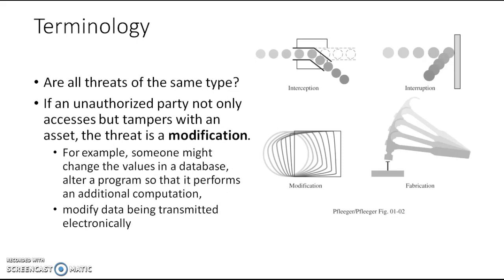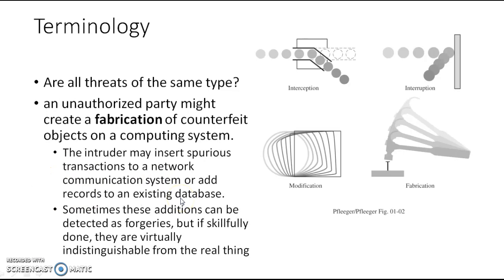The third one is modification. You can see the diagram over here as well. If an unauthorized party not only accesses but tampers with an asset, that is a modification. If you change something for something else, that is a kind of modification. Then fabrication: an unauthorized party might create a counterfeit object on a computing system. If you insert something into the original thing so that it looks real, virtually real. Sometimes these additions can be detected as forgeries, but when skillfully done they are virtually indistinguishable from real things.